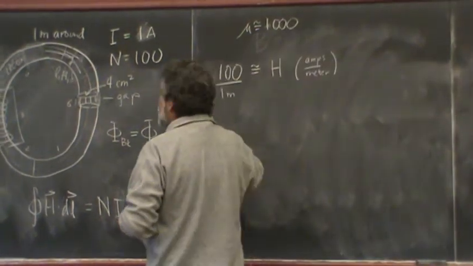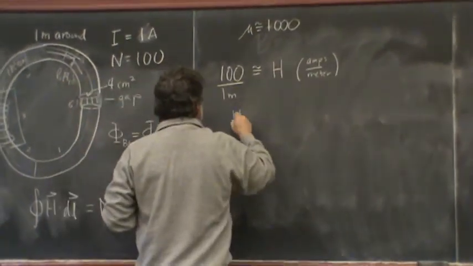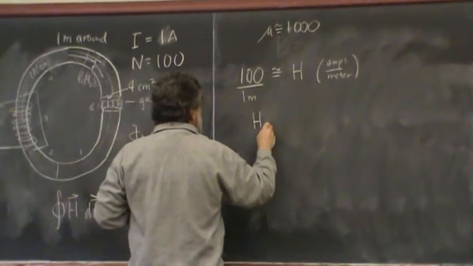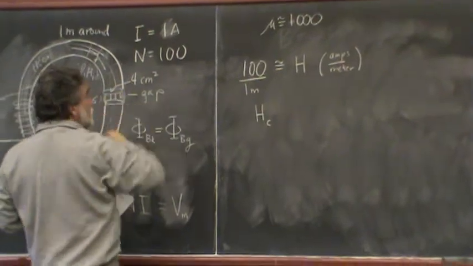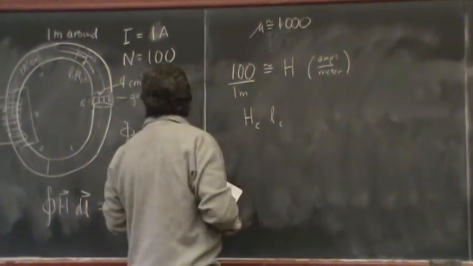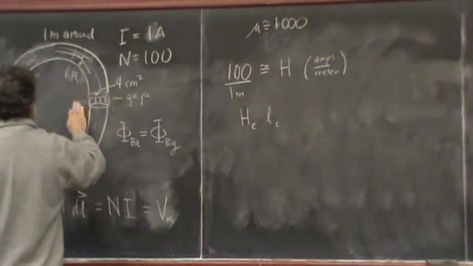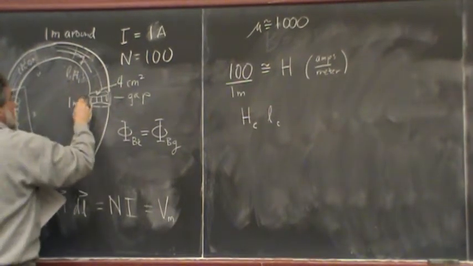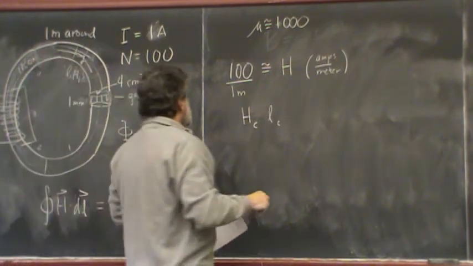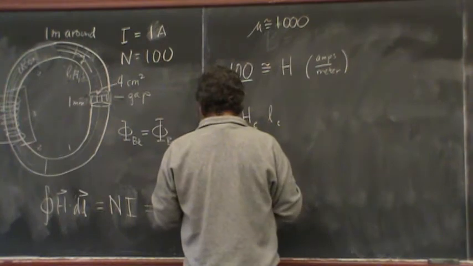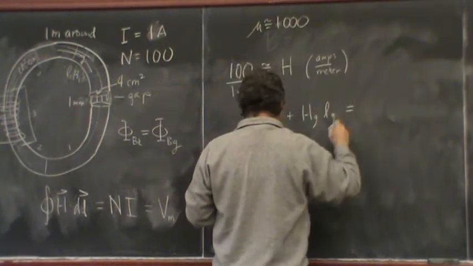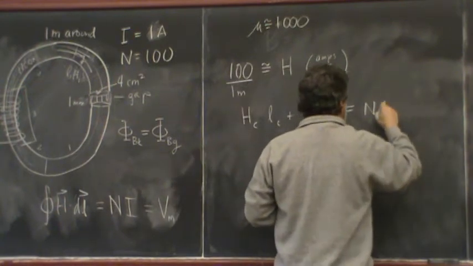All right. So going back up there, I can write H in the core, it's called this material here, times the length of the core. Oh, I forgot to say how wide the gap is. Let's make the gap 1 millimeter. So H core times length of the core plus H gap times length of the gap is equal to Ni.